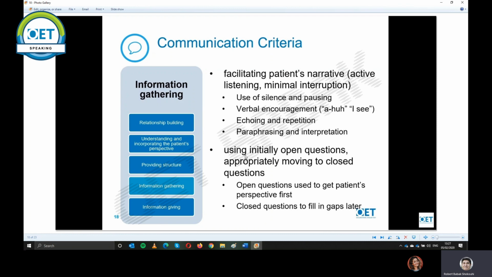So, using open questions initially and appropriately, moving to closed questions. You know, these are checklists and they mark you based on these. So what does this mean? This is the same thing we normally do. There's a big difference between doctors who actually ask enough questions and doctors who start to ask closed questions too early. Now, let me tell you something.